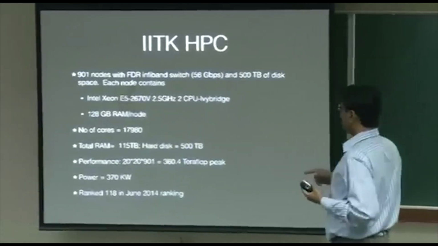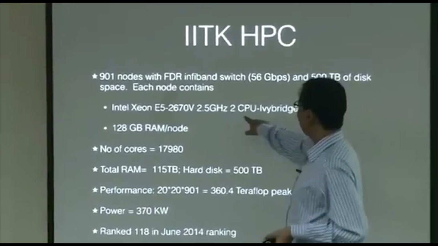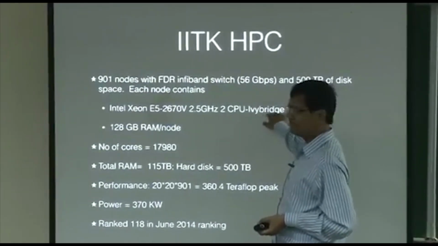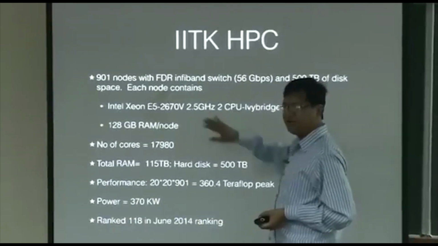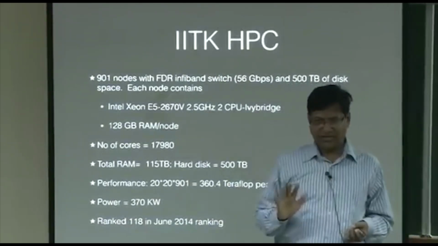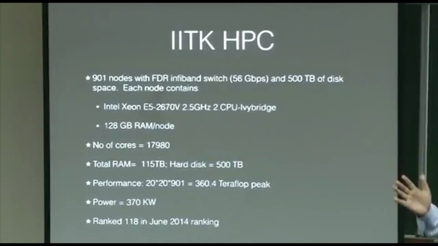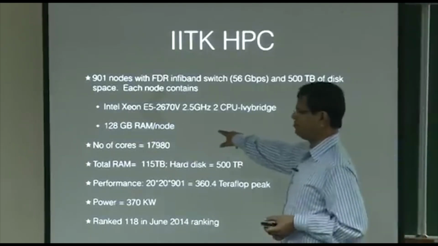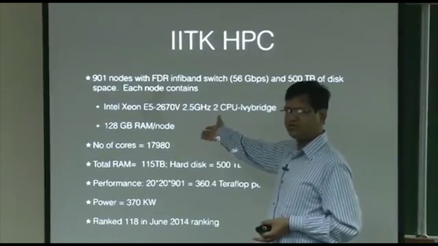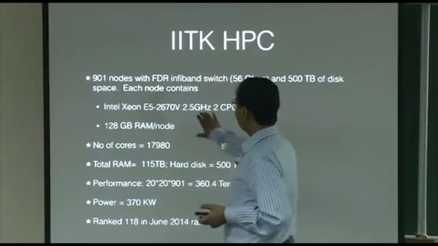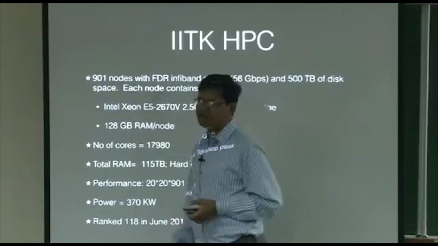So we have 2 Xeon processors, so 2 CPUs, with the name Ivy Bridge. Each of them has 10 cores, so 10 into 2 is 20 cores in each node, and it has 128 gigabytes of RAM. That's quite huge compared to your laptop. Each node has these specs, and there are 901 of them.